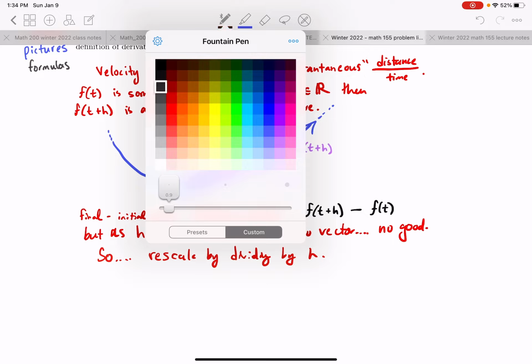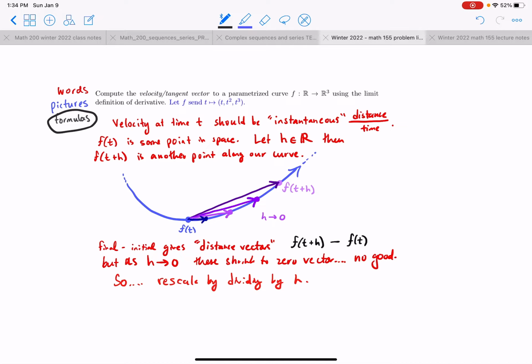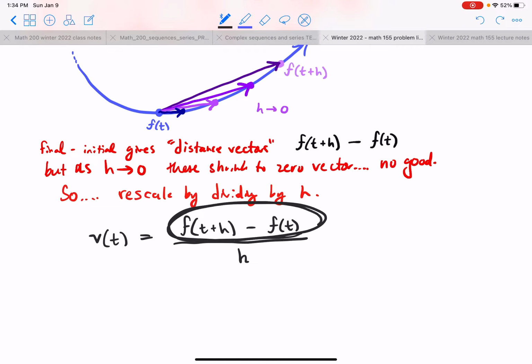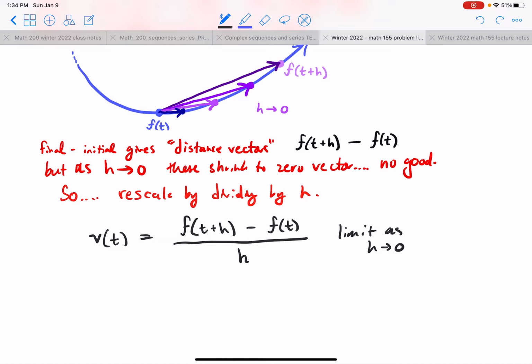So now what we get, in formulas. So now we're switching, we have words, we have pictures, let's do formulas. The velocity at time t will be, well, this distance vector, which is going to be too small. But then we're going to make it the right size by dividing by this very small number, which will actually make this vector bigger. Limit as h goes to 0. I guess technically people usually write this over here somewhere, but it doesn't matter. Just write it somewhere. Tell me that you're actually taking a limit, and I'm good.